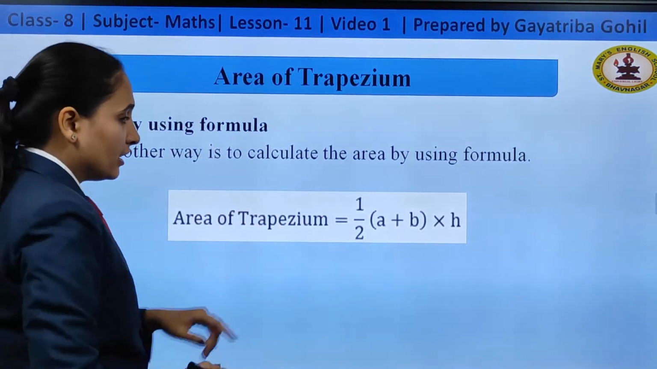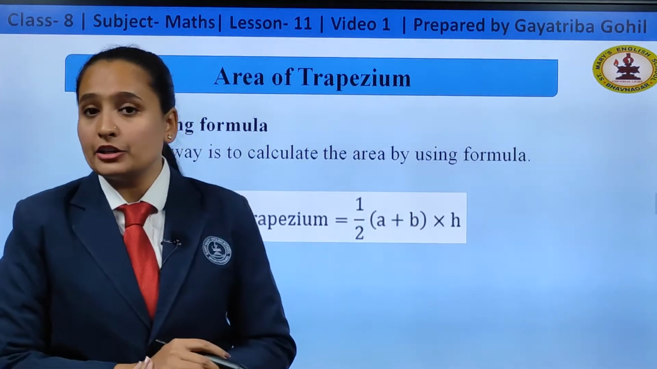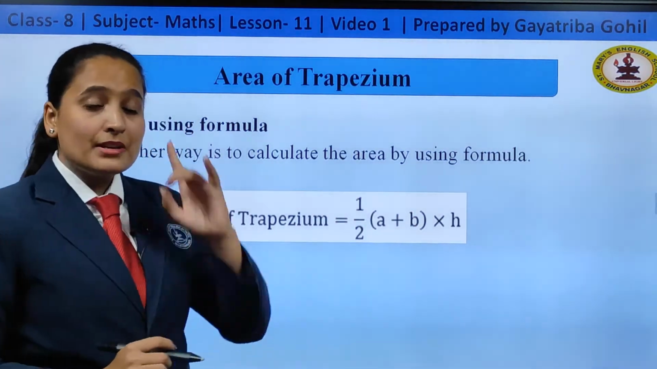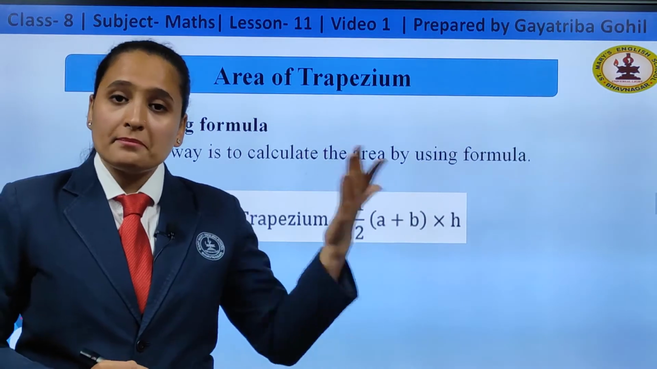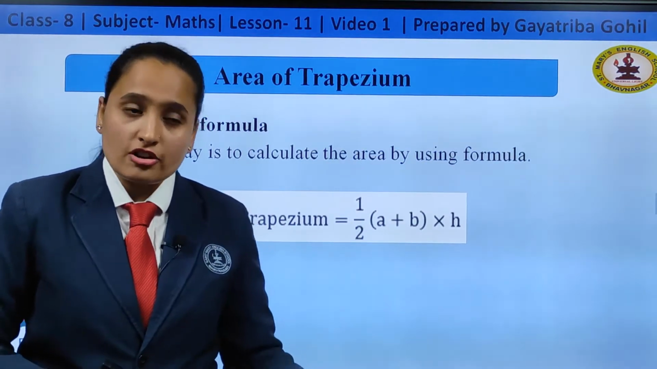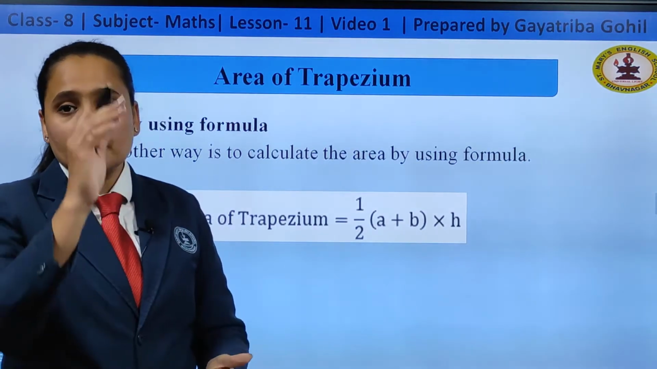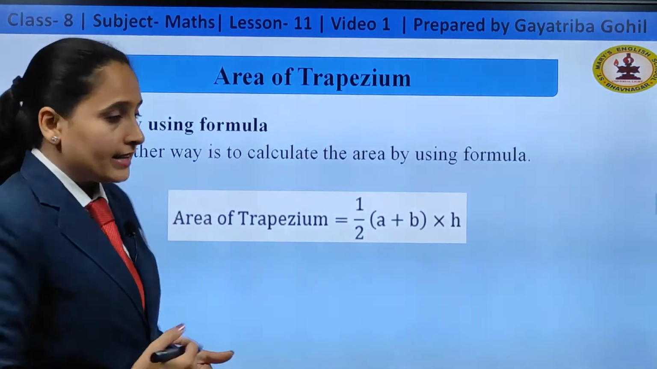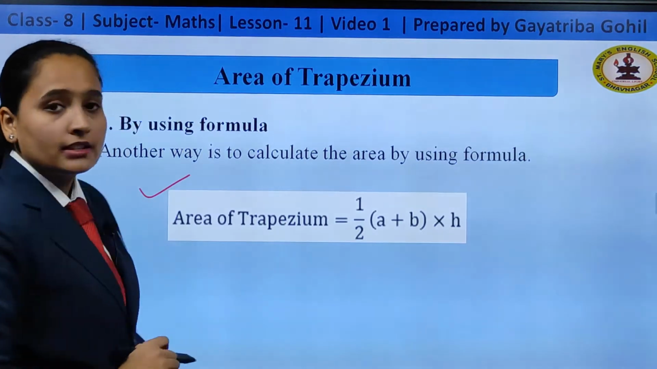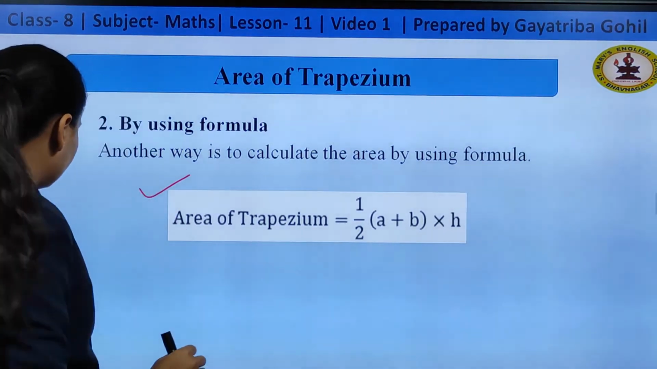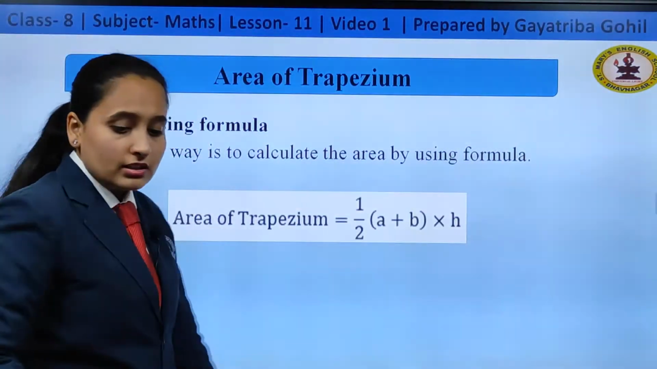Area of trapezium will be 1/2 (A plus B) into H. Now, what are A and B? Remember, recall, come on. A and B are the parallel sides of the trapezium. What is H? It is the perpendicular distance between these 2 parallel sides. So, this is the area of the trapezium. You need to remember all these formulas, children.